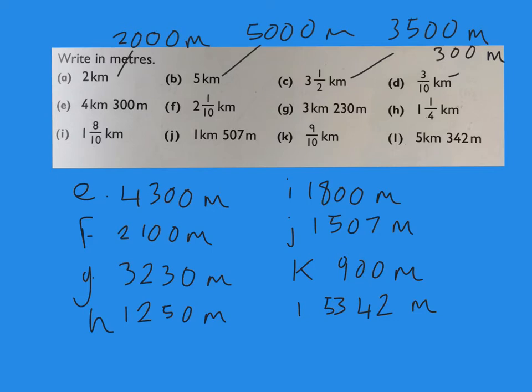Okay, now if you were trying to convert any of these into kilometers only using a decimal, for example, E would be 4.3 km. I would be 1.8 kilometers. If I look at F, it would be 2.1. Okay, so it's important that you know how to do that as well.